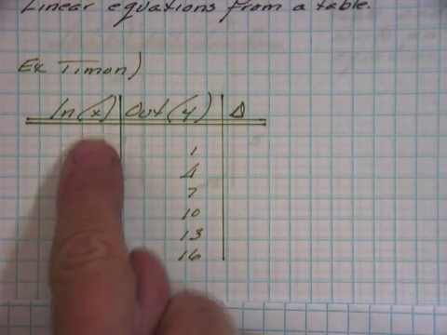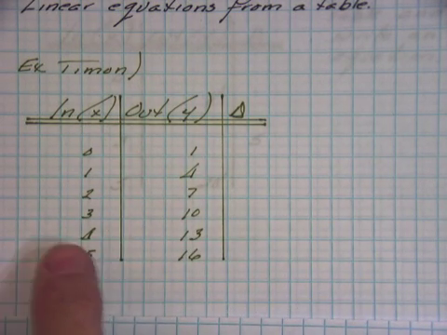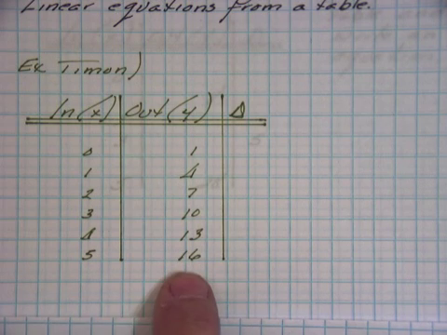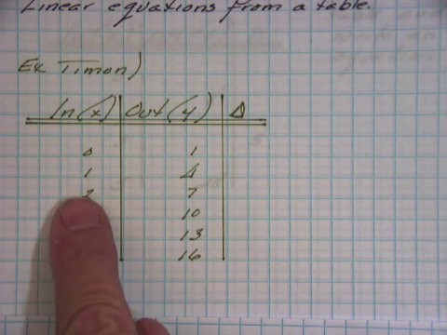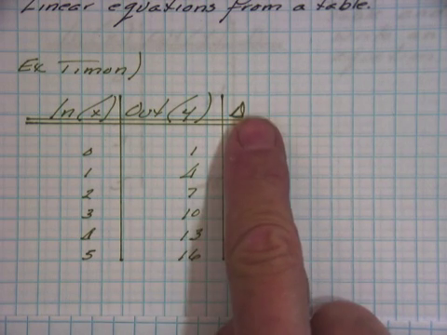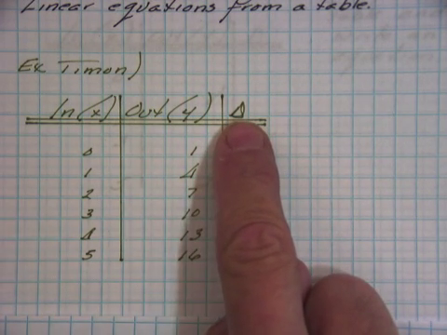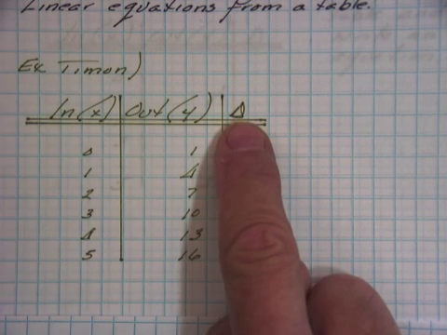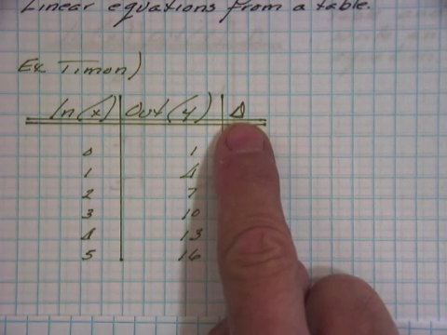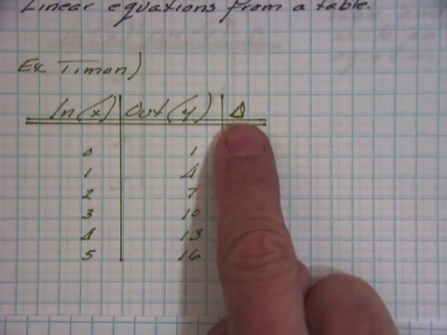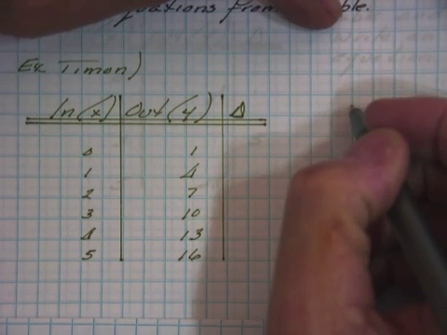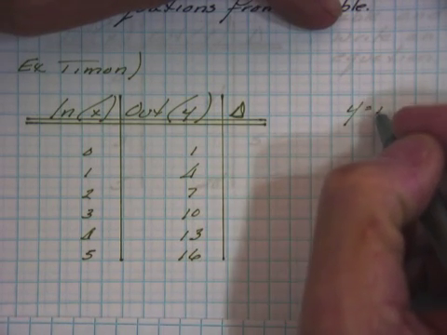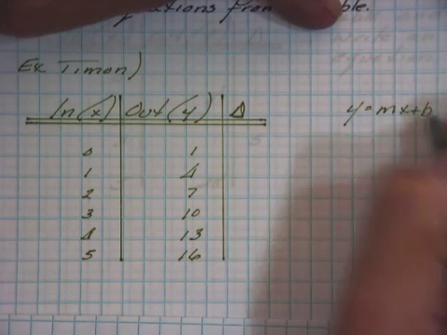Okay, so we've got our in column, our independent variables, our x's. Our out column, these are dependent, that is, these numbers depend on that number. And I've added a third column, the delta column. It's how do things change, okay? So what we want to do is aim at the slope-intercept form of an equation. So we're looking to write an equation in y equals mx plus b form.